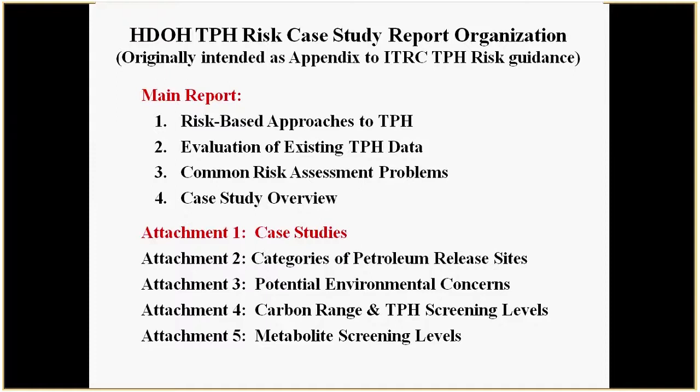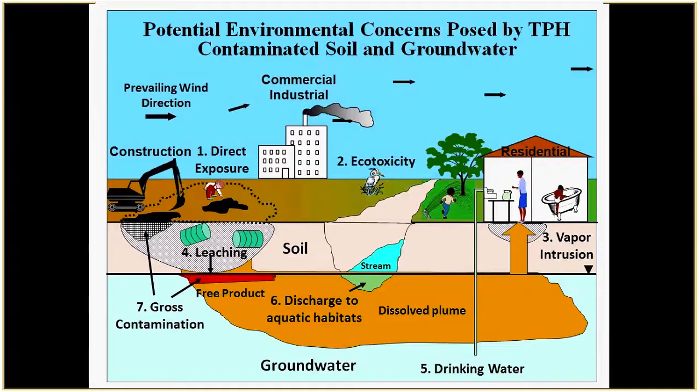And also we talked about how the document discusses the use of existing TPH data, so you don't have to start over, common risk assessment problems, misconceptions, an overview of the case studies, and then details of the case studies in the attachments. And then the other attachments, 2 through 5, go into details about different technical topics associated with the case studies, from environmental concerns, development of screening levels, and even a discussion of metabolite screening levels. So in part 1 also, we went over in a lot of detail potential environmental concerns posed by TPH contaminated soil and groundwater.